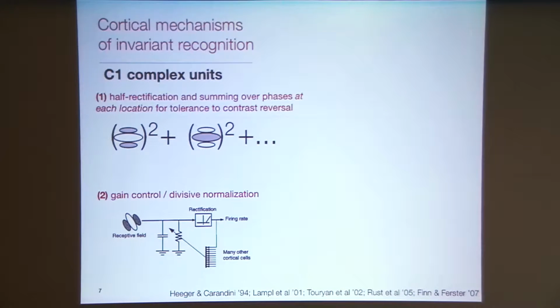The next stage that is critical is the so-called gain control, or divisive normalization. I should, by the way, I forgot to mention that this was a model which is often referred to as the energy model that was introduced by Adelson and Bergen back in the 80s. The gain control circuit is a model that was described a little bit later by Heeger and Carandini.